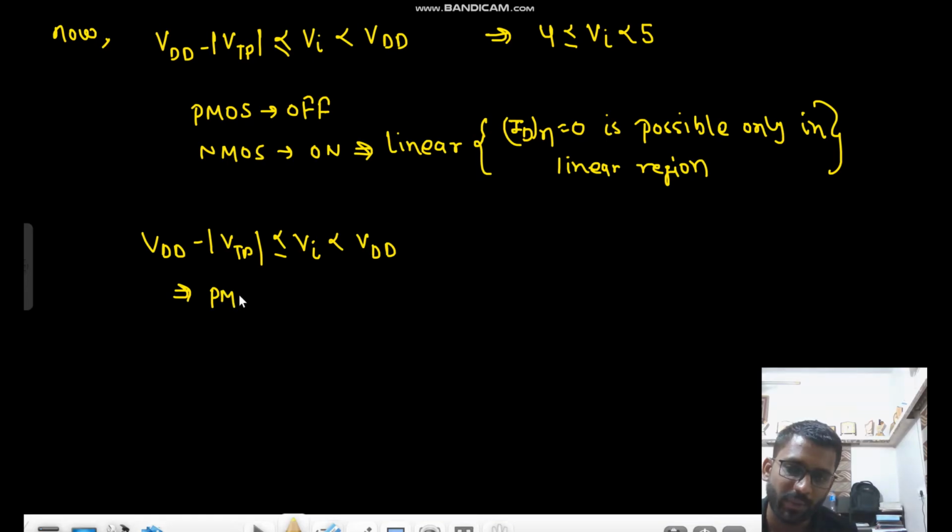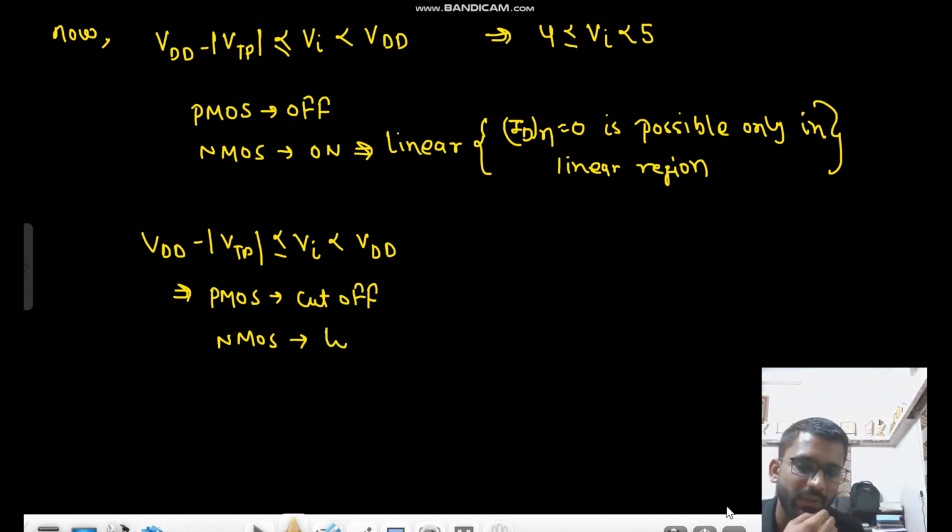So for this condition, VDD minus mod of VTP less than V in less than VDD, your PMOS goes in cutoff and your NMOS goes to linear region. Okay. And what will happen to V naught value? V naught nearly goes to 0.